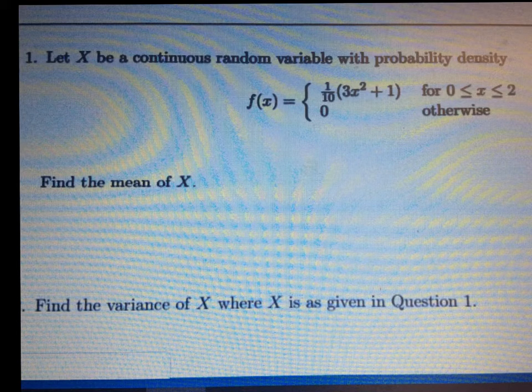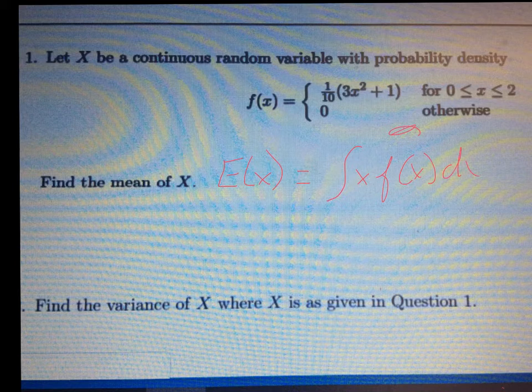For your questions that you've sent me, questions 1 and 2, when you're finding the mean of x here for question 1, then what that really means is that you're finding the expected value E of x, okay? And the definition of that is that you want the integral of x times f of x dx, with your f of x being your function here, okay? And so you're going to integrate that.